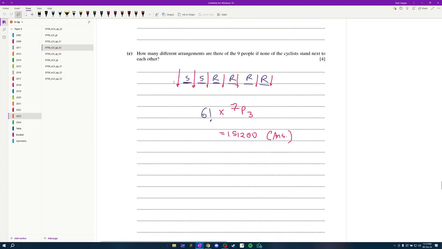How many different arrangements are there of the 9 people if none of the cyclists stand next to each other? Okay, so I told you again that whenever people cannot stand next to each other, just ignore them first. So you have 2 swimmers and 6 runners, so that's 6 factorial. And then you have 7 gaps, but 3 cyclists, so that's 7P3 because their arrangement matters and they are not identical, okay? It's that.